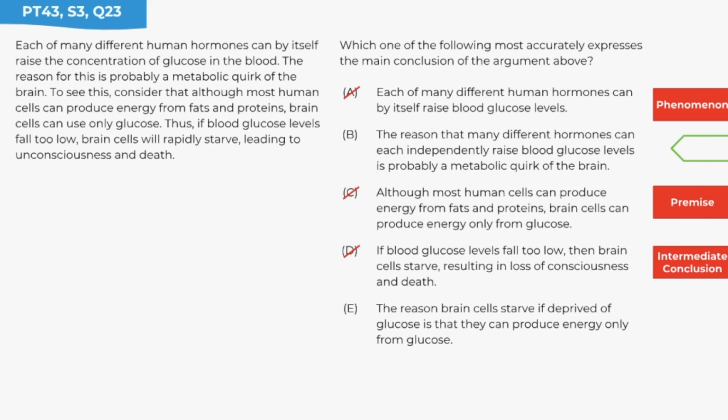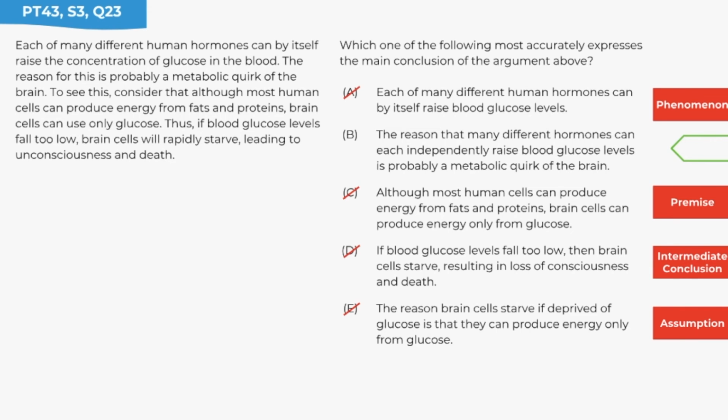Answer choice E says, the reason brain cells starve if deprived of glucose is that they can produce energy only from glucose. Well, this isn't actually stated in the argument, but it is an assumption of the intermediate argument. So it's an assumption of the argument, but it's not stated, and it's definitely not the main point.